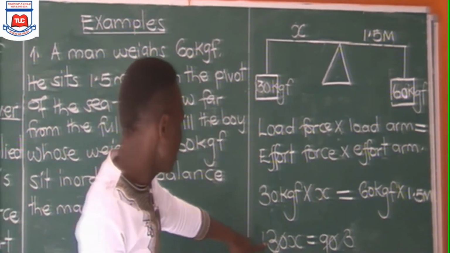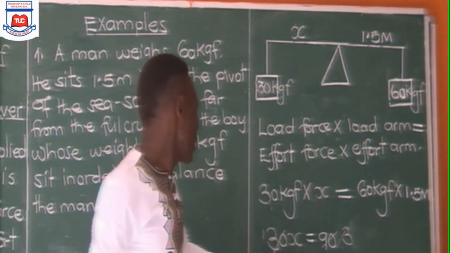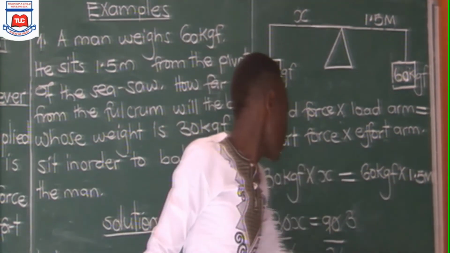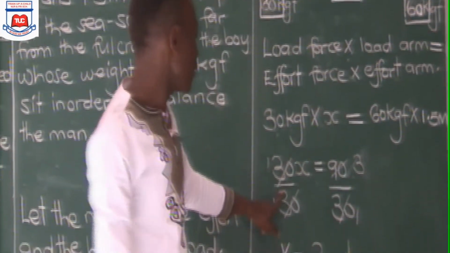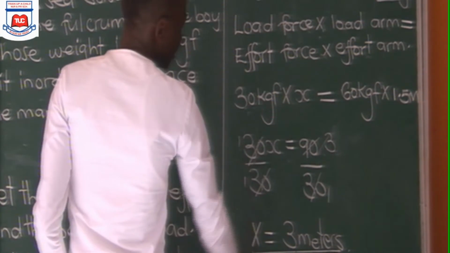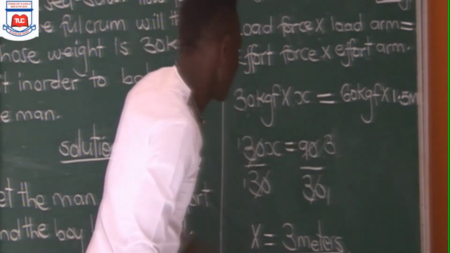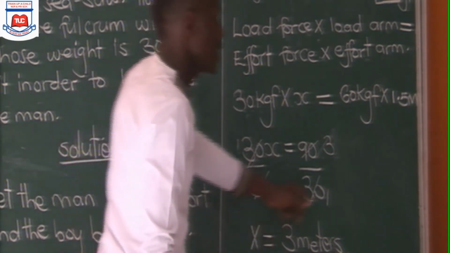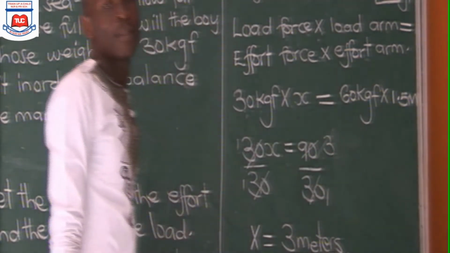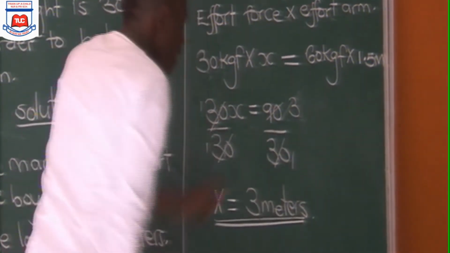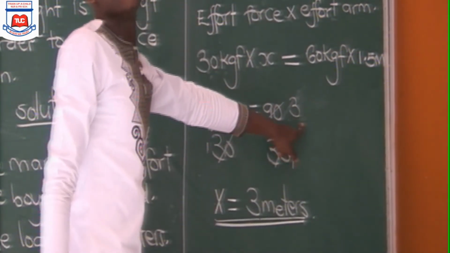We continue by saying 30 times x, you get 30x equals 30 times 1.5, you get 90. So after that, you have to divide. Of course, this is out of 30, and then the other side also out of 30. So when you divide 30 by 30, you get 1, and then 90 divided by 30, you get 3. As simple as that. So the distance here is 3 meters.